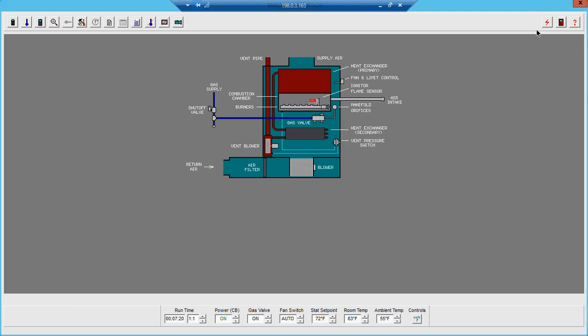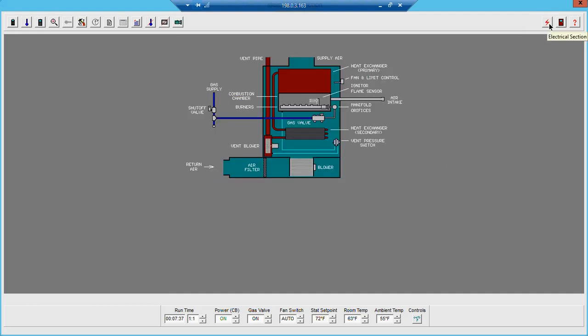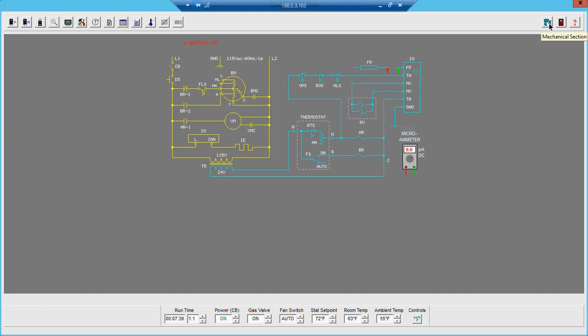Okay, here we go. Let's go over to our diagram and see what we get for a microamp reading. Nothing. Look at that, not even getting a signal. So we have confirmed that the flame sensor itself is not doing its job. So we need to repair that.